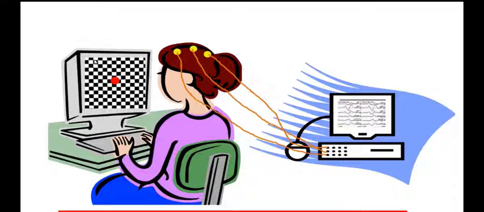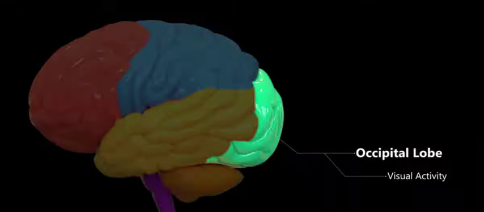a computer screen. Responses are recorded from electrodes that are placed on the back of your head and are observed as a reading on usually an electroencephalogram. These responses originate from the occipital cortex, the area of the brain involved in receiving and interpreting visual signals.